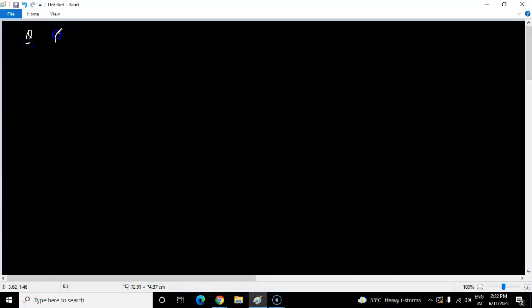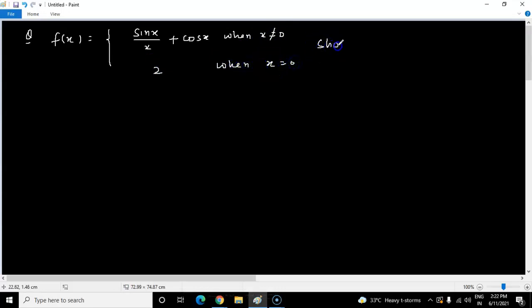Next question. If f of x is equal to sin x by x plus cos of x when x is not equal to 0 and 2 when x is equal to 0, so that f of x is continuous at x is equal to 0.